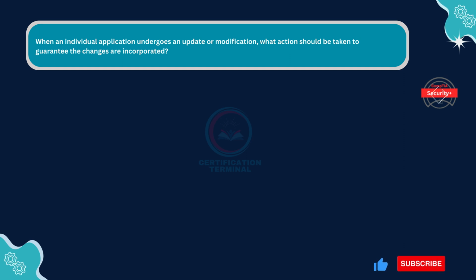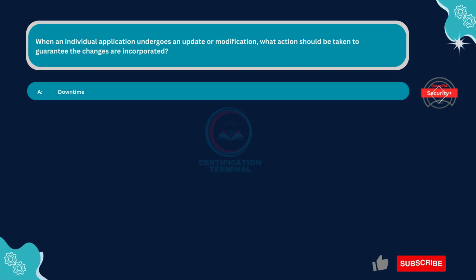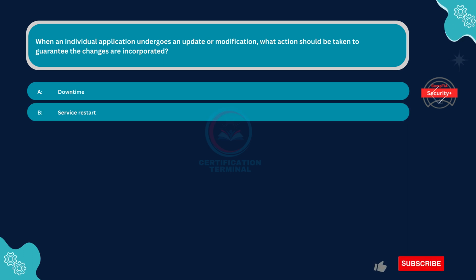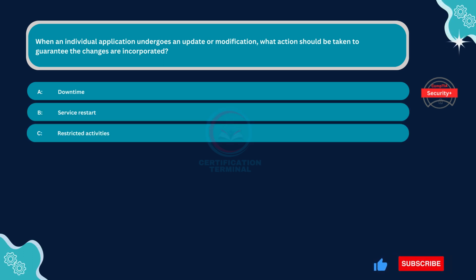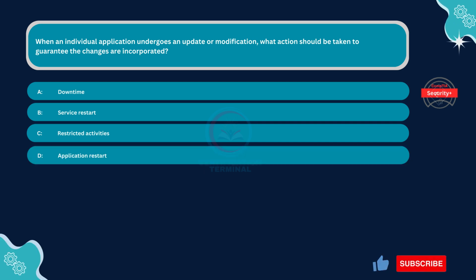Next question. When an individual application undergoes an update or modification, what action should be taken to guarantee the changes are incorporated? Option A, downtime. Option B, service restart. Option C, restricted activities. Option D, application restart. The correct answer is Option D, application restart.